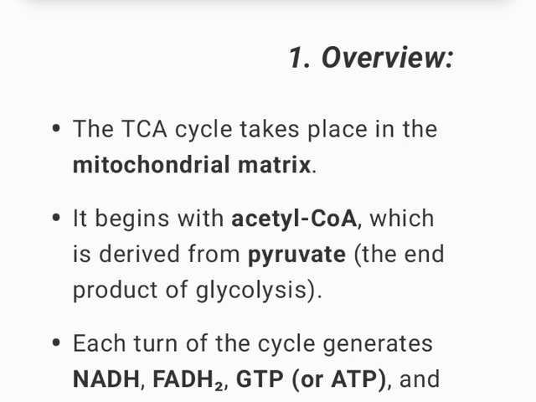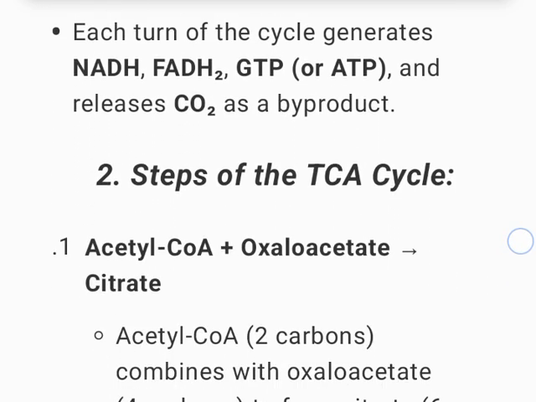1. Overview. The TCA cycle takes place in the mitochondrial matrix. It begins with acetyl-CoA, which is derived from pyruvate, the end product of glycolysis. Each turn of the cycle generates NADH, GTP, or ATP, and releases CO2 as a byproduct.